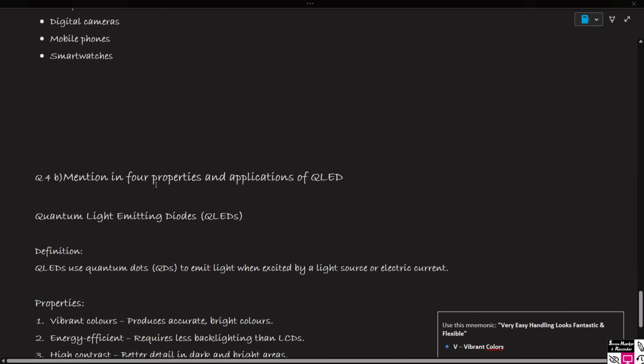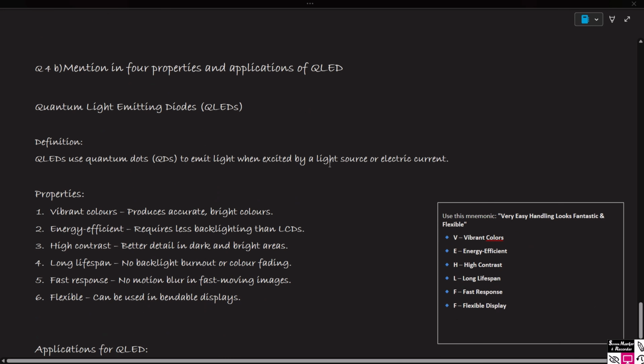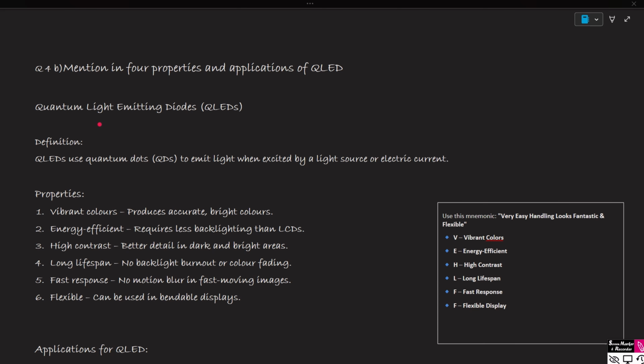Mention any 4 properties and application of QLED. The difference between OLED and QLED is that in OLED we are using organic molecules, whereas in QLED we are using quantum dots. Q stands for quantum dots, so quantum light emitting diode. QLED uses quantum dots to emit light when excited by a light source or electric field. This uses quantum dots and the OLED uses organic molecules.